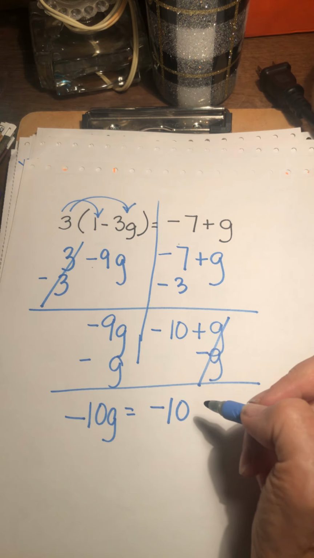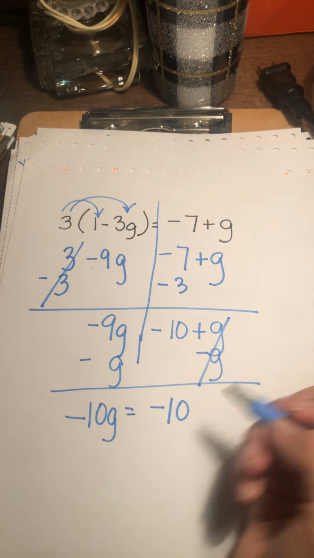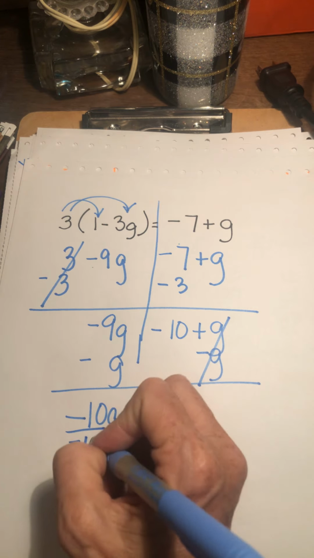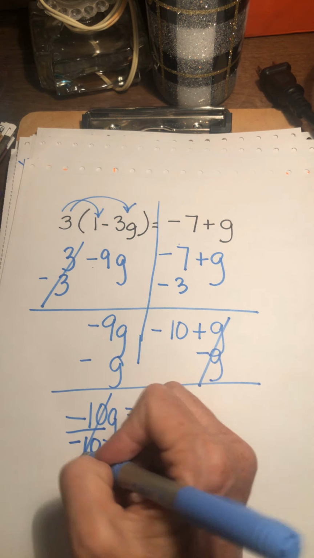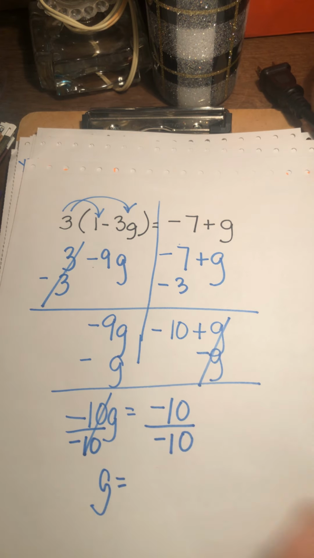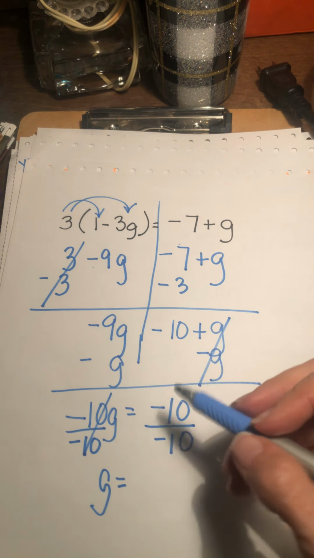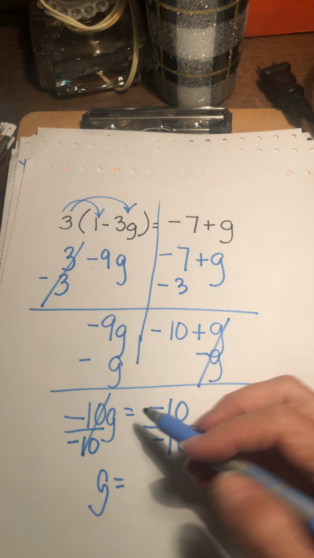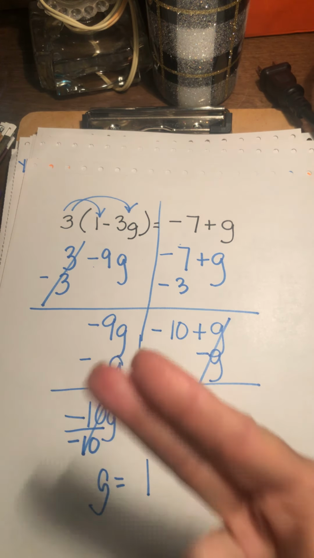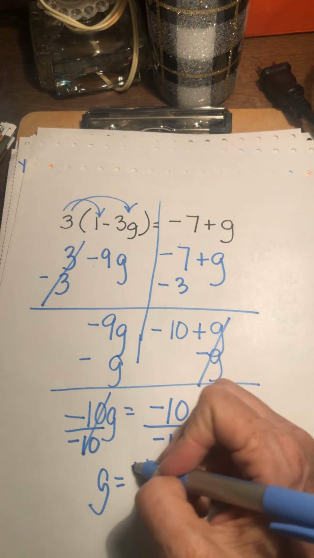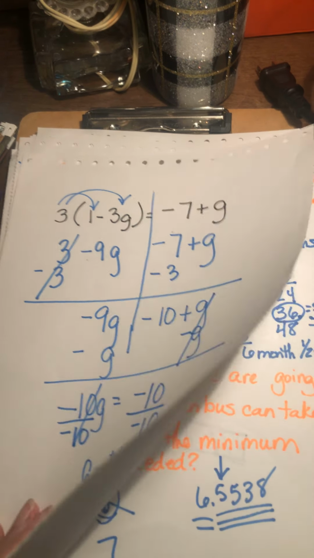Okay, so I need to divide by what's attached to G, which is negative 10, and I need to divide by negative 10. This goes away, leaving me with G, which is what I wanted all along. Negative 10 divided by negative 10. 10 divided by 10 is 1. 2 negatives, nobody's lonely at the dance, so it is a positive 1.